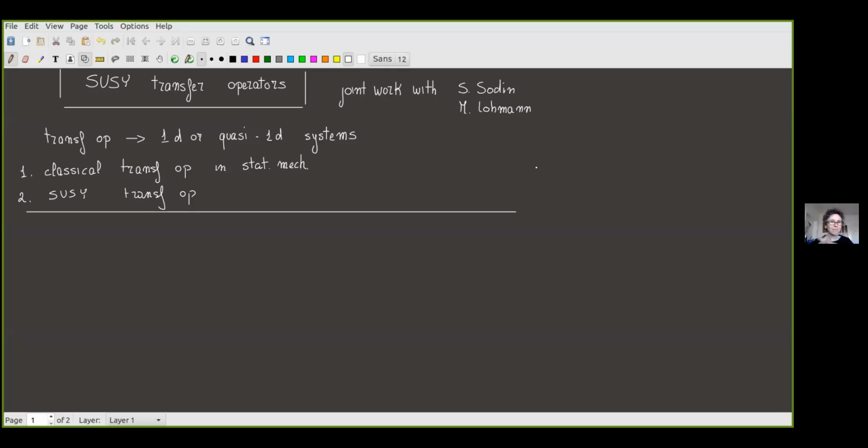Okay. Wait, I will minimize just the window so it doesn't. Okay, it's not in the middle.